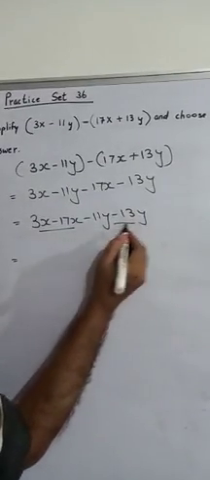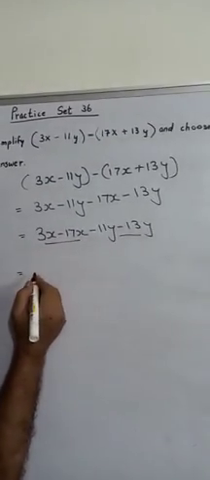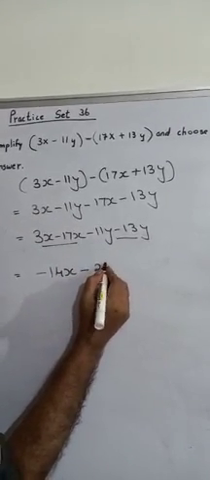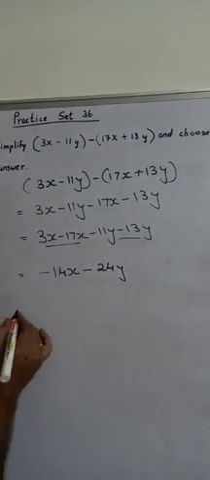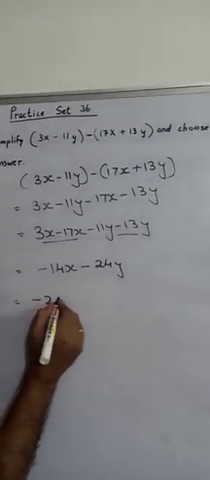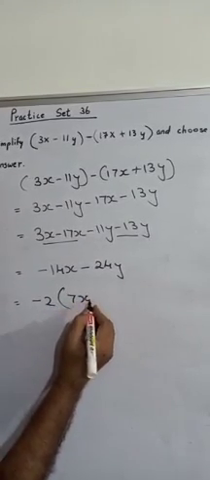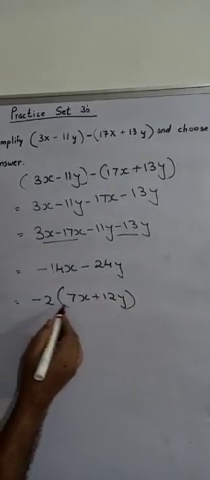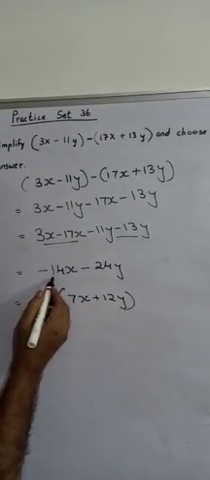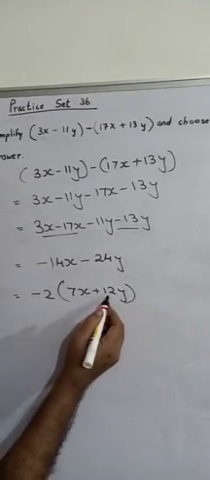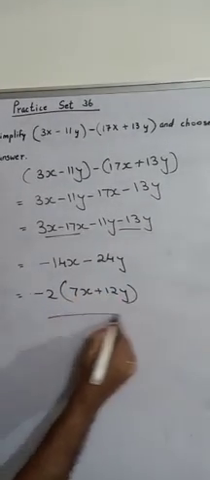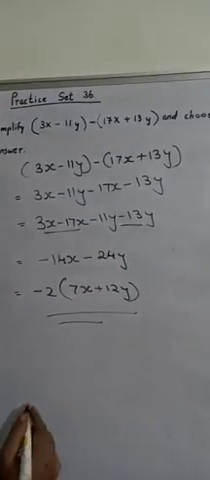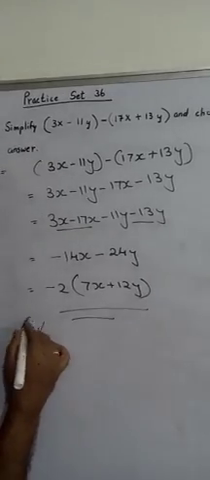3x minus 17x, that comes to minus 14x, and minus 24y. We can make it shorter, that is minus 2 into 7x plus 12y. So if you can see, minus 2 into 7x comes up to minus 14x. Minus 2 into plus 12y comes up to minus 24y. So your answer is minus 2 bracket 7x plus 12y. That is your fourth alternative.